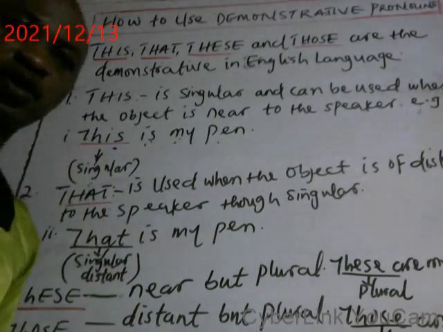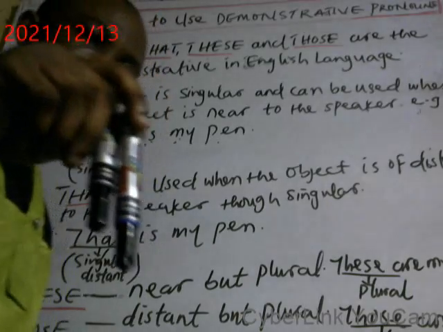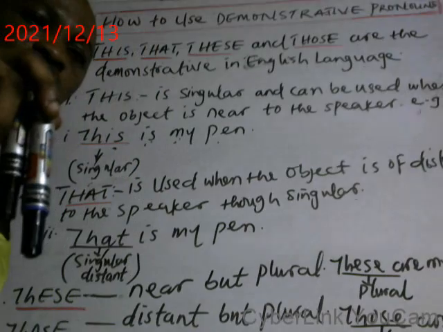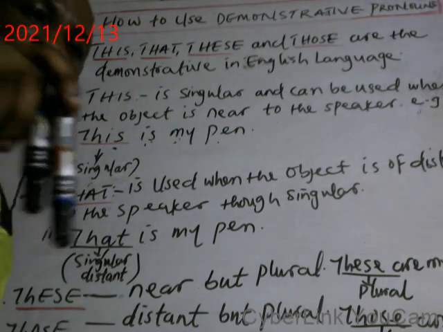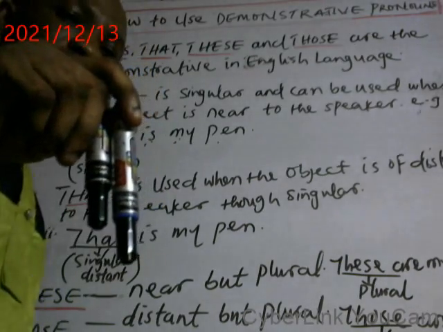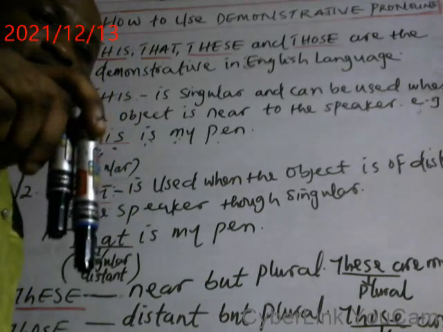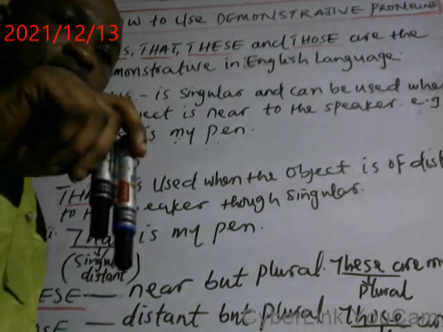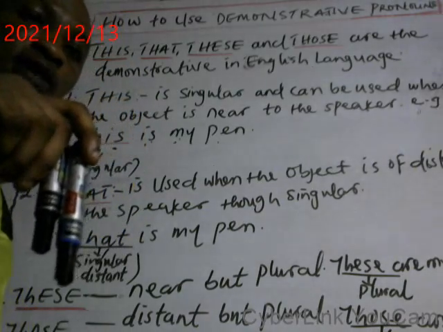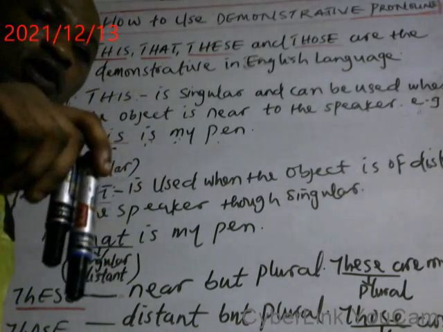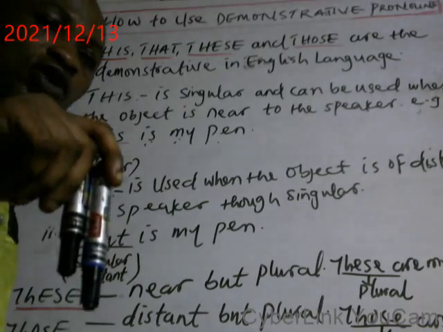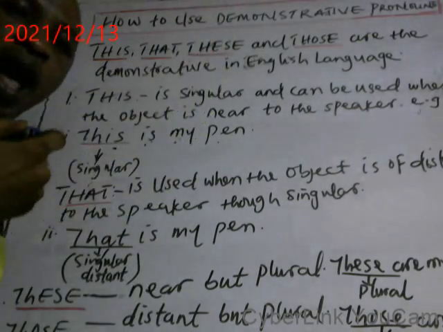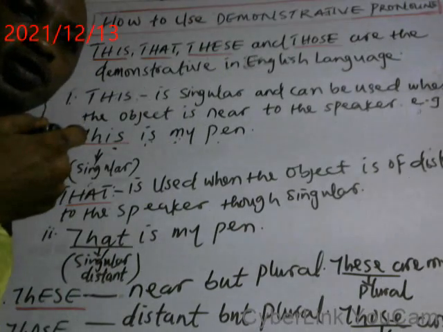If the object that we have is plural and such objects are very close to us. For example, look at it right now. I'm having two markers. I'm not only having these two markers, these markers are also very close to me. On the premises of that, if I want to use demonstrative pronouns to make reference to these two markers, I can say, these are my markers.